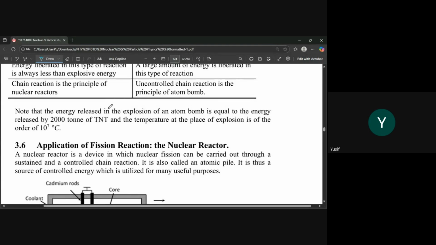Then we go on to the application of the fission reaction. That's the nuclear reactor, and this is where we produce the electricity we are talking about. A nuclear reactor is a device in which nuclear fission can be carried out through a sustained and controlled chain reaction. It is also called an atomic power. It is thus a source of controlled energy which is utilized for many useful purposes. So when we talk about the nuclear reactor, it's a controlled nuclear reaction.